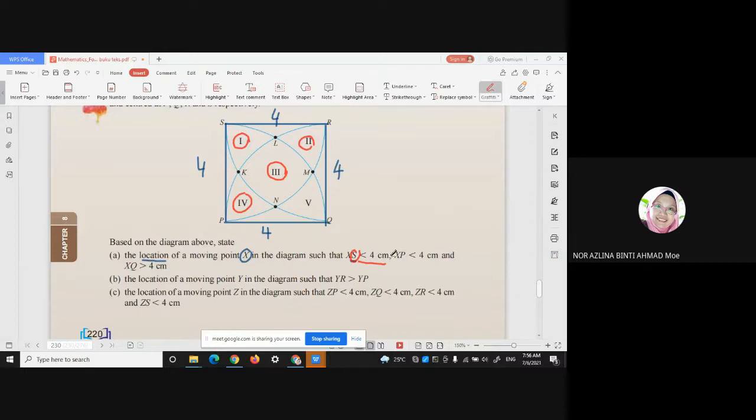Now, XP less than 4 cm. I use another color. From point P, less than 4 cm. This is 4 cm. Less than 4 means inside the quadrant. So we don't want this part. Okay, I don't circle it a second time. I just trim away what we don't want, so it's easier and doesn't look too doubled.